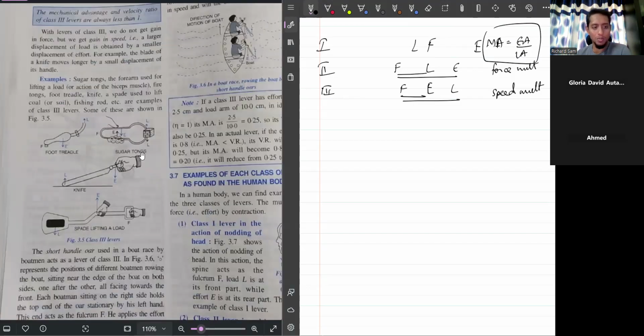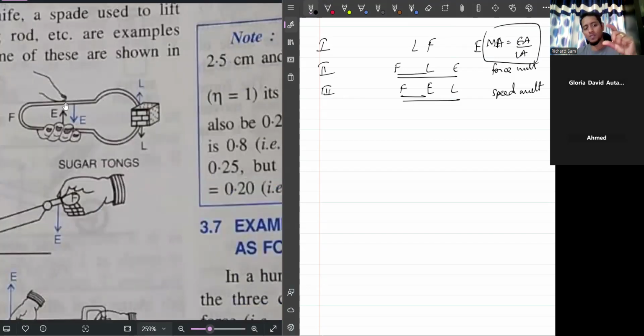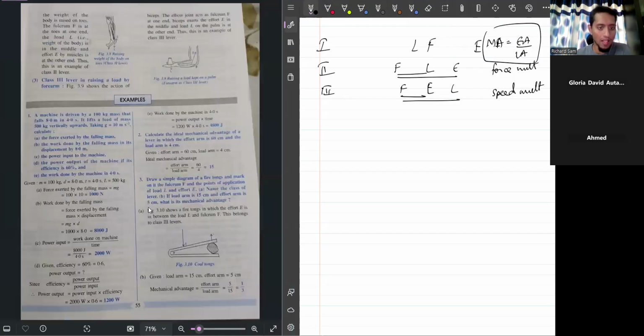But yeah, it multiplies the speed. If the distance of effort is 1 centimeter, the load might move 2 centimeters. It's like this: your effort is moving less, but the load is moving more over there. It's multiplying the speed eventually.